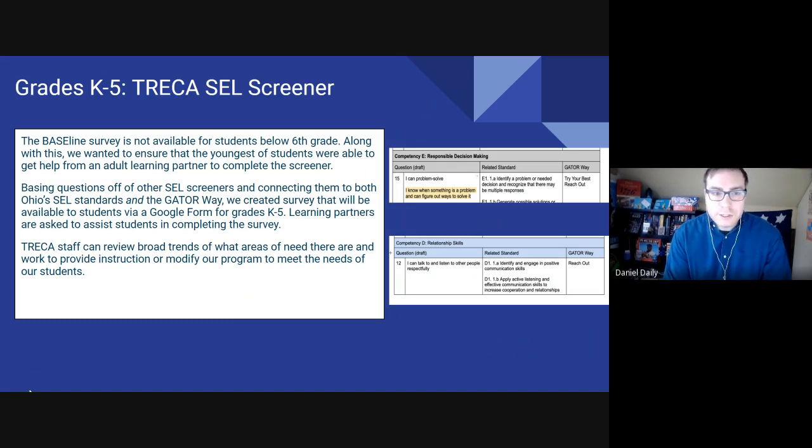So you might have heard your students or seen information from TRECA about the Gator Way, about how we want our students to be reaching out. We want them to be attending actively and how they can earn that Gator Gold. We wanted to connect our SEL efforts to that effort. So on the right there, there's some of the work we did to draw up these questions and make sure that they were connected to Ohio's SEL standards and our own TRECA kind of language of the Gator Way.